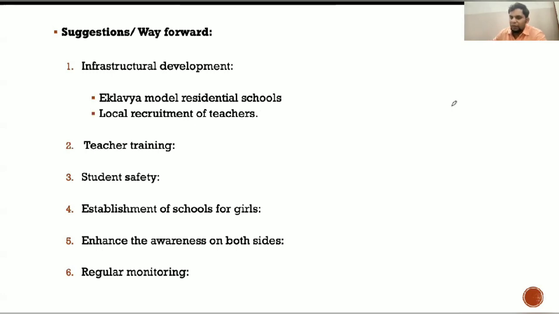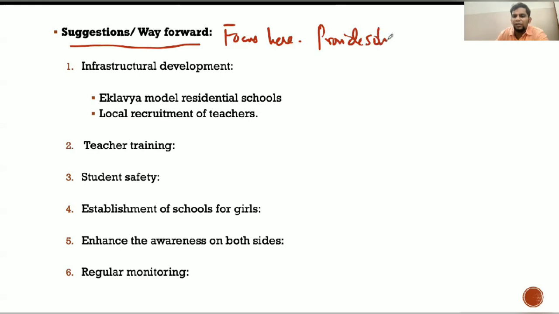But I would suggest you focus more on this. Focus here. Provide solutions, because you will be an administrator. They want to know what exactly it is that you are going to do differently. What kind of solutions do you have? Infrastructural development, Eklavya model residential schools, local recruitment of teachers from the tribal society. Like in AP, it is being done, right? Teacher training. And what kind of training?